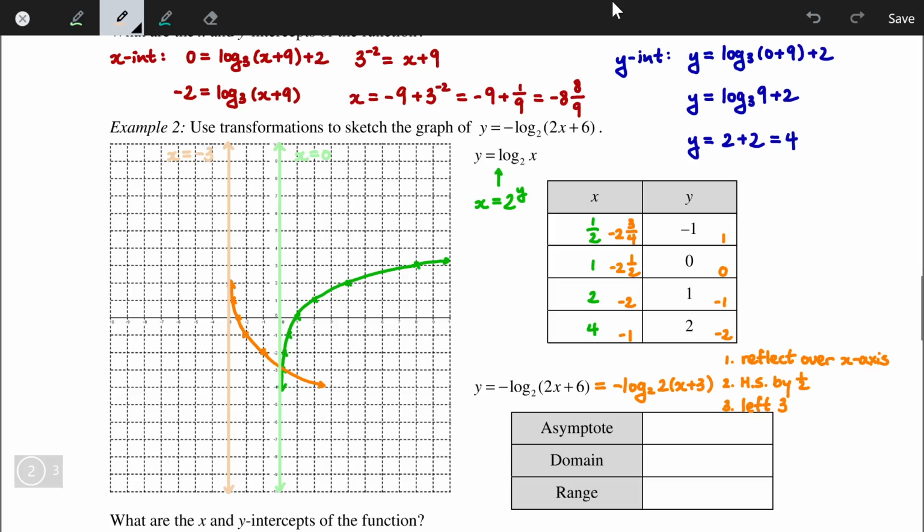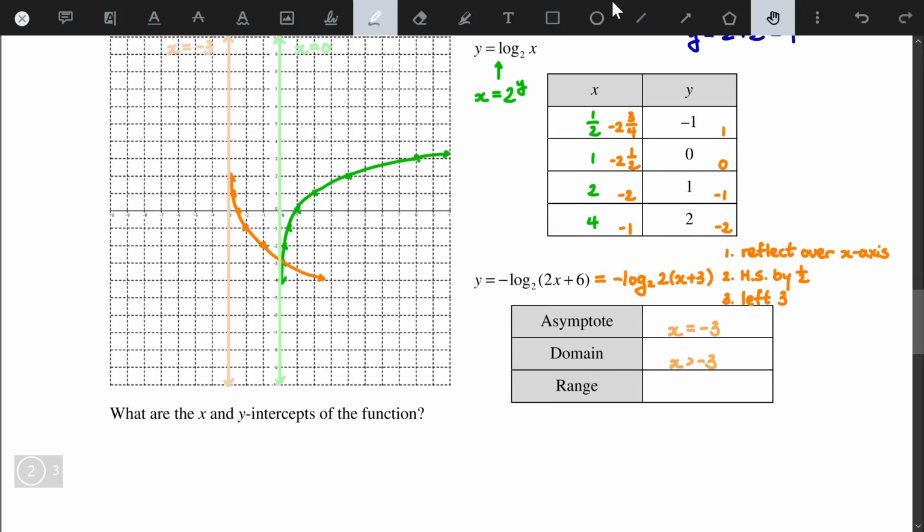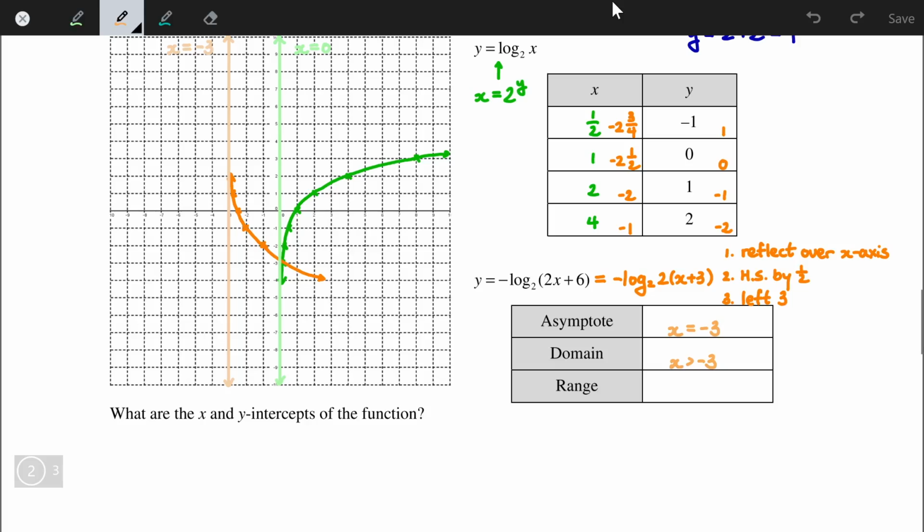Okay, so now we can once again consider the asymptote, which we just found already. So that would be x equals negative 3. The domain then is x is greater than negative 3. And the range of this graph, y is an element of the real numbers.